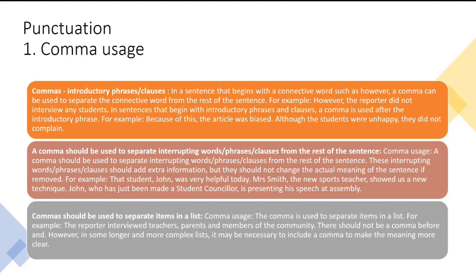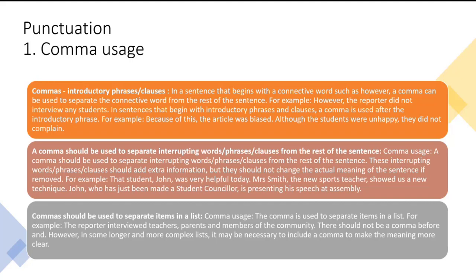So the first use of the comma is the use of a comma after introductory words or introductory sentences. Now, you'll see sentences like, "However, the reporter did not interview any students." The introductory word here is "however." Words like hence, moreover, furthermore, in addition, all of these are introductory words that introduce a sentence before the sentence is constructed, right? So with such words, you need to put a comma. However, comma, moreover, comma, in addition, comma, similarly, comma, consequently, comma, hence, comma.